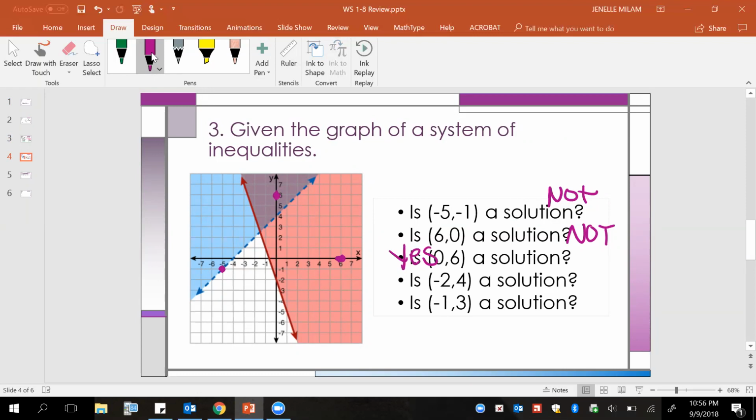(-2, 4) lies on the line that is solid and in the combined shaded region, so yes, that is a solution. And then (-1, 3) lies on the dotted line, so no, it's not a solution. So please remember, if it's on the dotted line, it's not a solution. You need to remember that, okay?